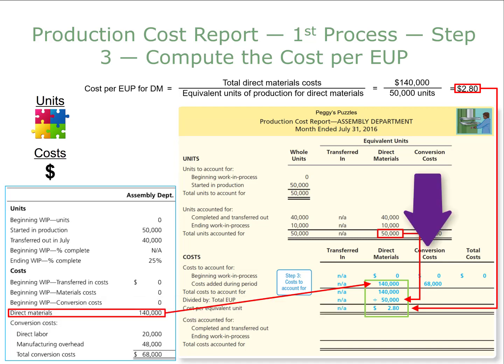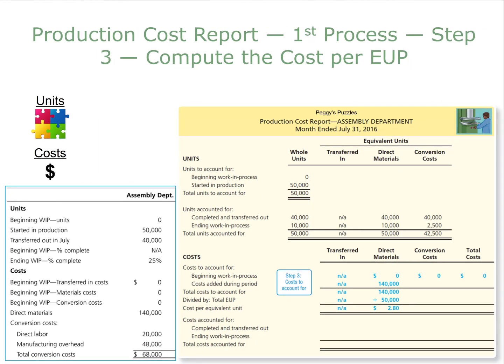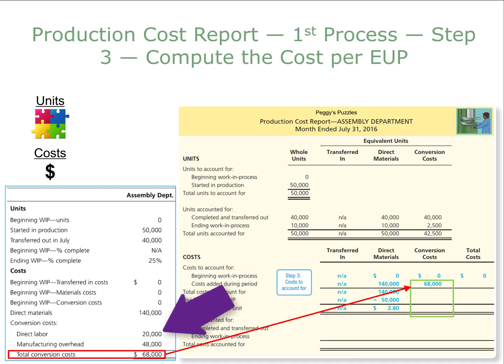Next, we will calculate conversion costs, which of course are direct labor and manufacturing overhead. So now we're going to complete the conversion costs column. The first thing we need are the costs for total conversion costs, which we get from the data box. The $68,000 of conversion costs simply consists of $20,000 of direct labor plus $48,000 of manufacturing overhead. We then fill in that portion of our production cost report.